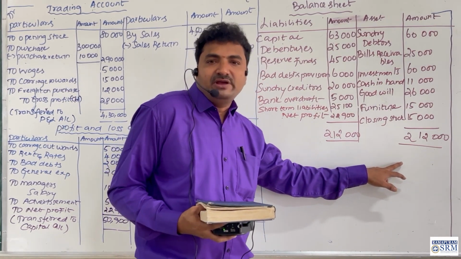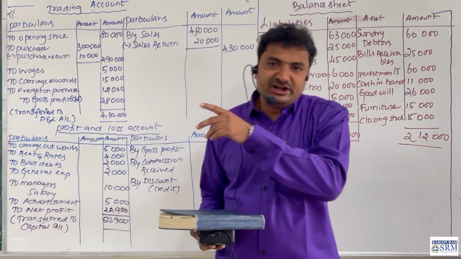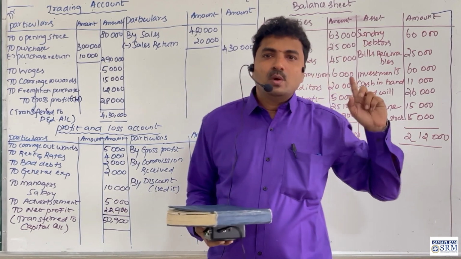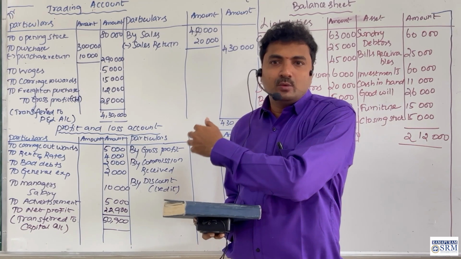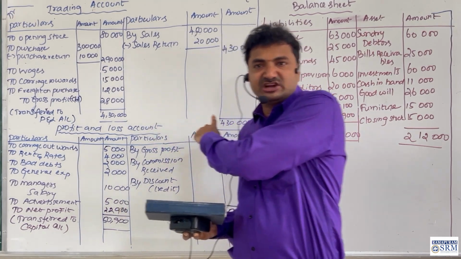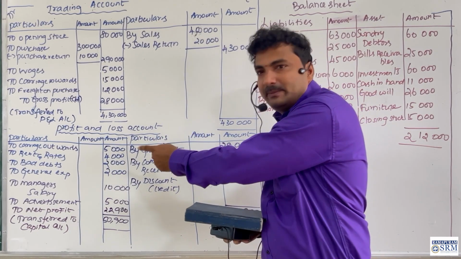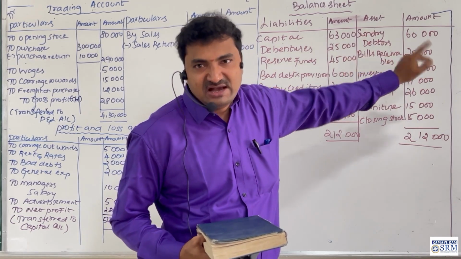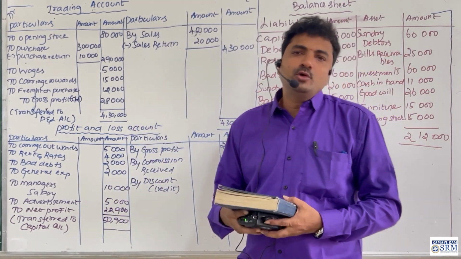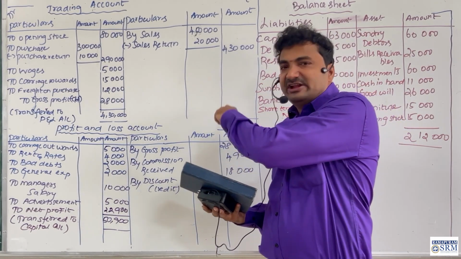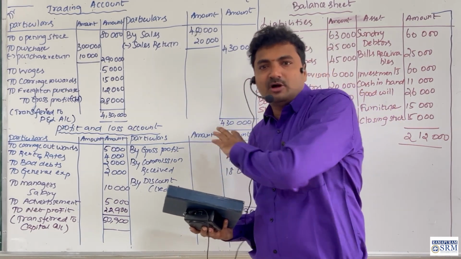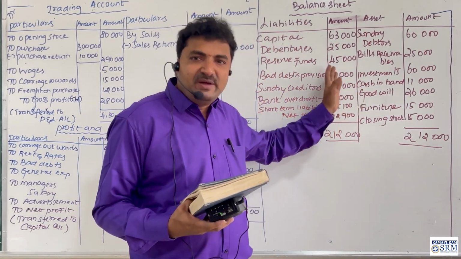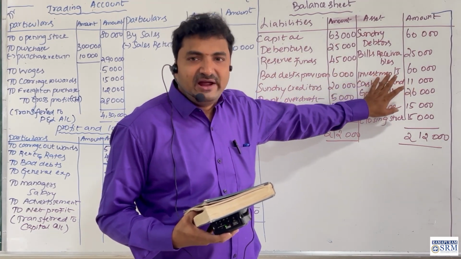So what we have discussed till now is the basics: what is trading account, what is profit and loss account, what is balance sheet. We have discussed the format. Trading account has a debit and credit side. Profit and loss account also has a debit and credit side. Balance sheet has a liability side as well as an asset side. We discussed how you can enter items on the debit and credit sides of both the trading account and the profit and loss account. We have also discussed some basic liability and asset entries of the balance sheet.